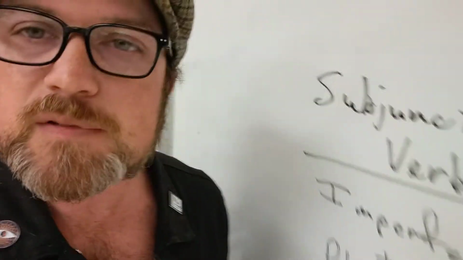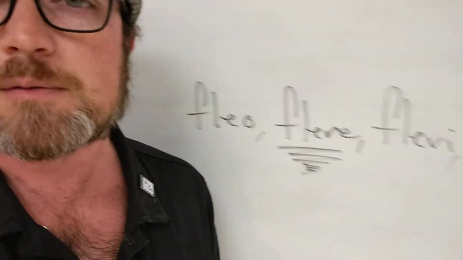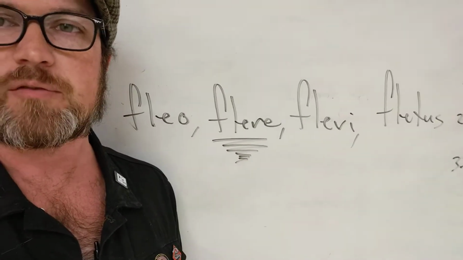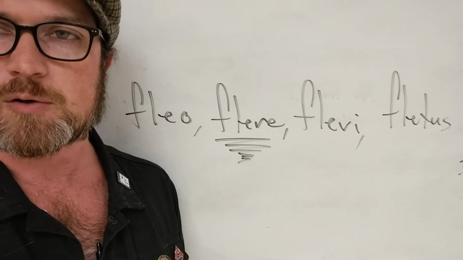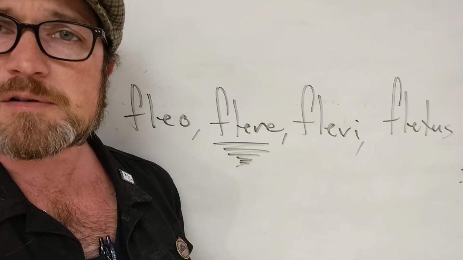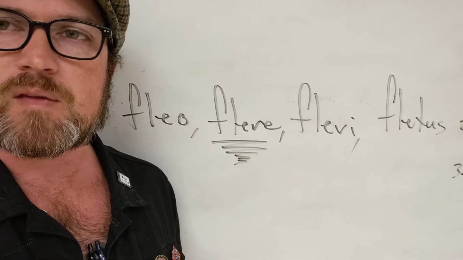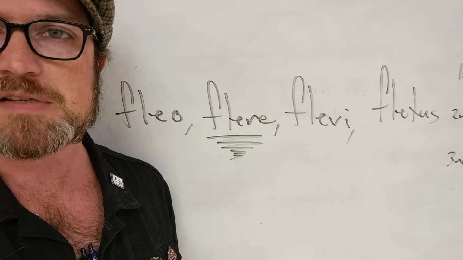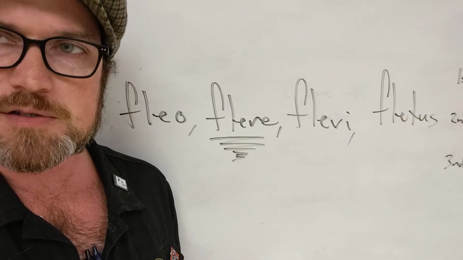All right. So as an example, I'm going to use, I know I often use amo, but I'm going to use fleo today. It really is my favorite verb. It just sounds ever so pretty. And here's why doing the imperfect and pluperfect subjunctives is so easy. It's because you just use the infinitive.